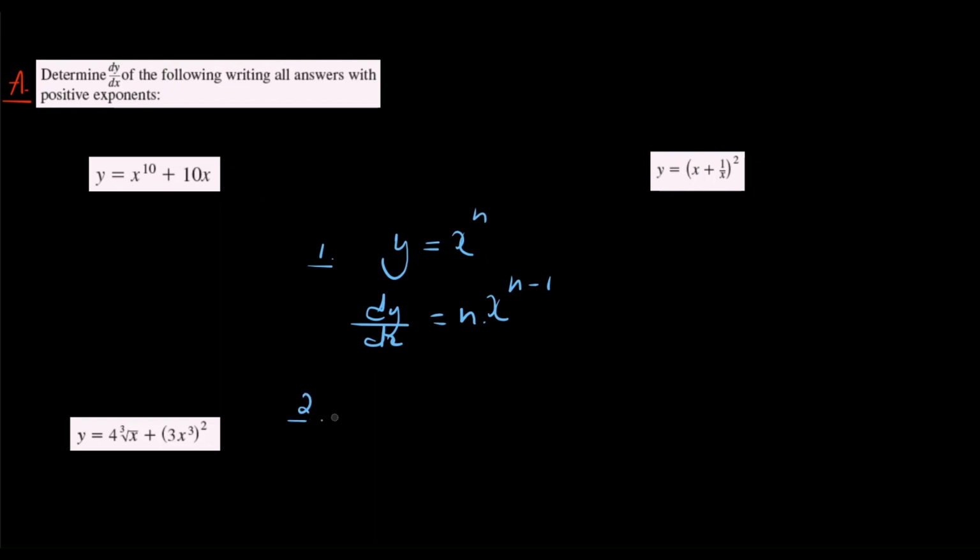The second rule is the constant rule that says, suppose you're given y is equal to 10, where 10 is a constant. The derivative of y, dy/dx, of 10 will give you 0, meaning that the derivative of any constant number will always be 0.